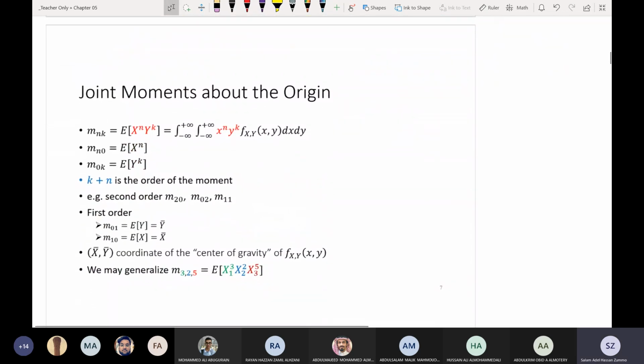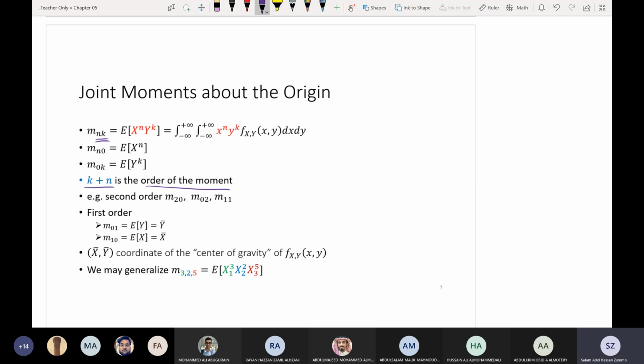Now let's define the joint moments. Joint moments, we will talk about them now in general, but later we'll talk about very special joint moments that make sense to us, that we can use to understand the relationship between two random variables. But for now, let's only define what a joint moment is. A joint moment of n plus k order. So this is a k plus n order. This is the order of the moment.